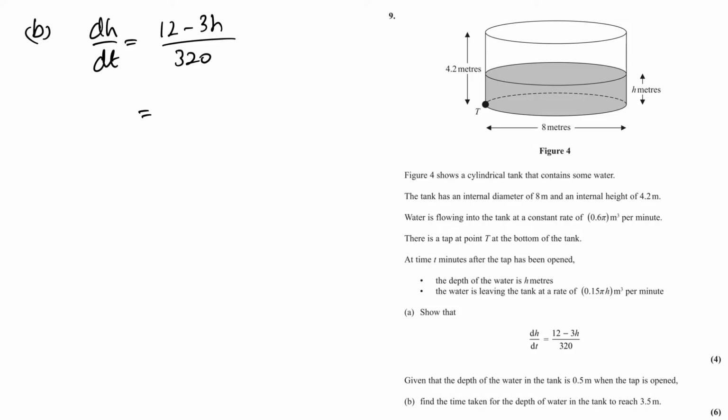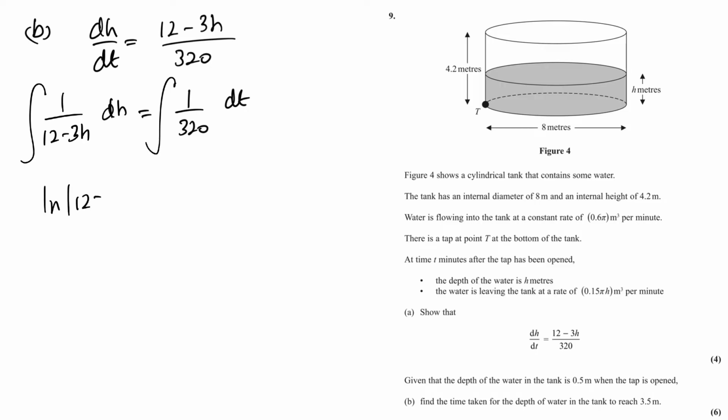So if I multiply, let's keep the 320 there and multiply by dt to keep it on the top. We've got the dh there. We need the term with h in it, so we need to divide by that. So it's going to be 1 over 12 minus 3h. And we are integrating. So this first one is going to be ln 12 minus 3h.